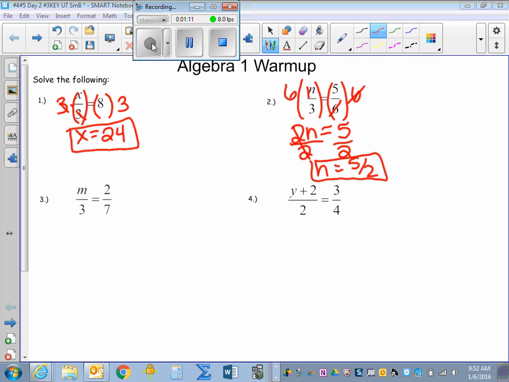Questions on those ones so far? So again, when we have fractions, the way to eliminate those fractions is to get rid of my denominator. I can multiply by whatever is in the denominator.